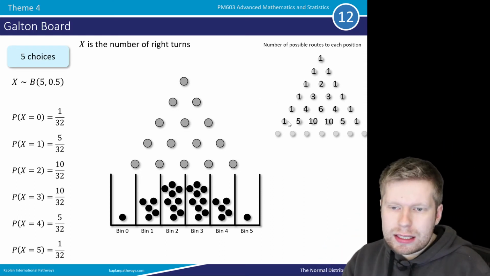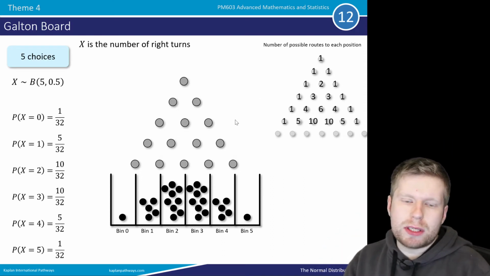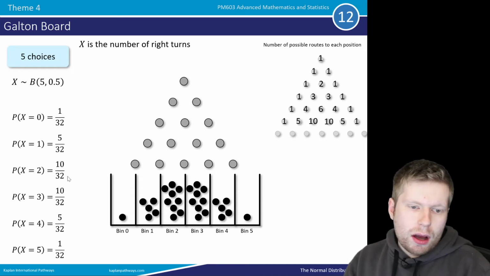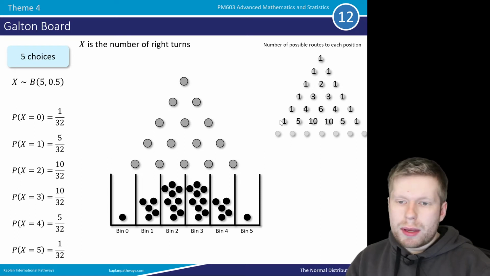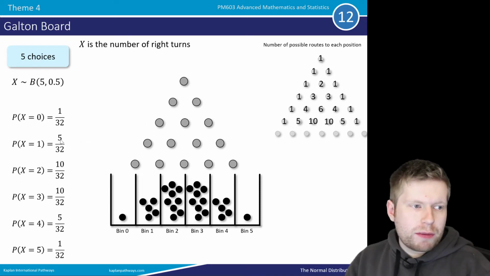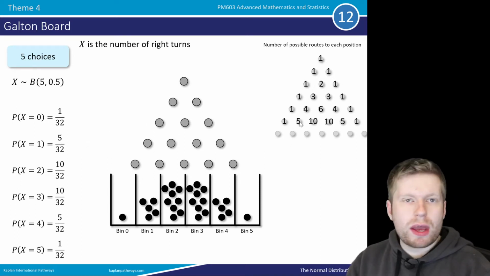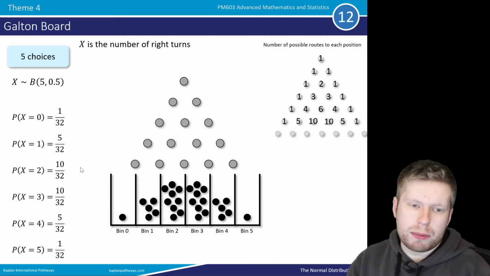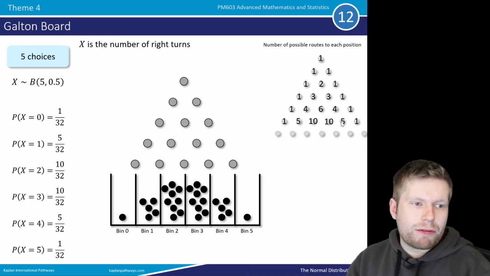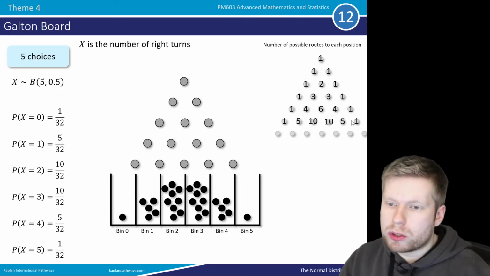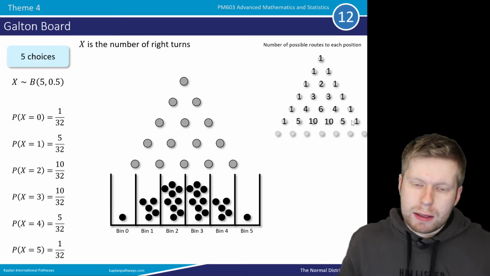And you notice that these numbers, the number of different ways to get to each position, are the numerator of my fractions, okay? So the probability of making no right turns is 1 because that number there is 1. The probability of making 1 right turn is 5 because that number there is 5. There's 5 different possible routes to get to that position. The number that goes there is 10 because there's 10 different possible routes to get to bin 2. The number there is 10 because there's 10 different possible routes to getting to bin 3. The number there is 5 because there's 5 different possible routes to getting to bin 4. The number there is 1 because there's 1 possible route to get to bin 5, okay?